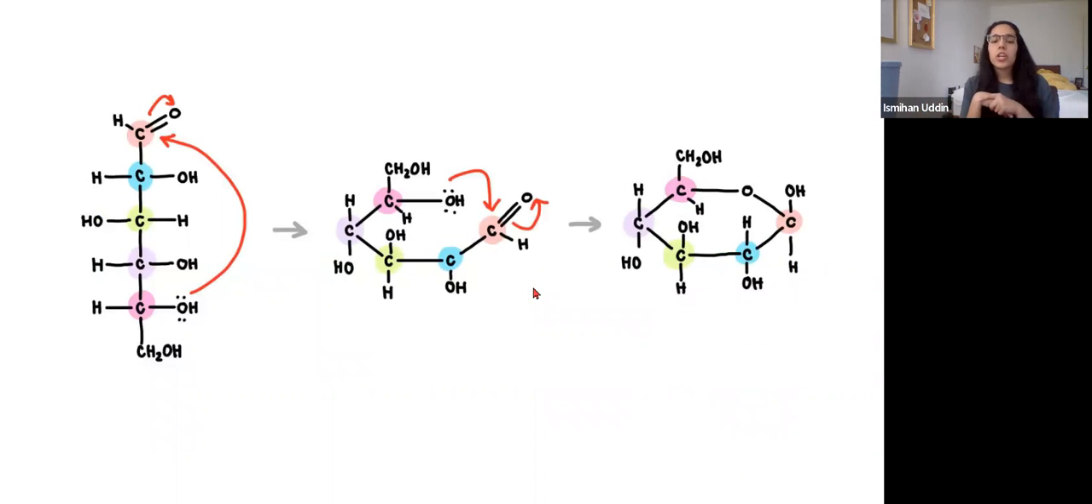So how do Fischer projections become Haworth projections, aka how do we make sugar rings? Essentially, the last hydroxyl and H group here, its electrons on the O attack this carbon, and then it forces the double bond from the aldehyde to go back up to the oxygen atom, and it gets protonated. So we see this laid out. This first image and the second image are the same.